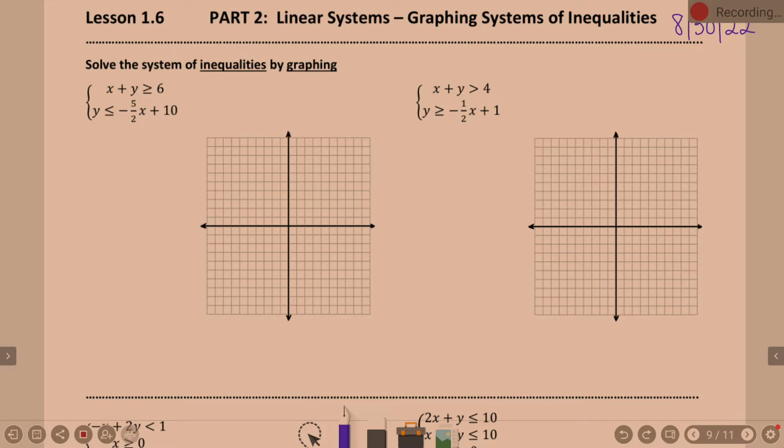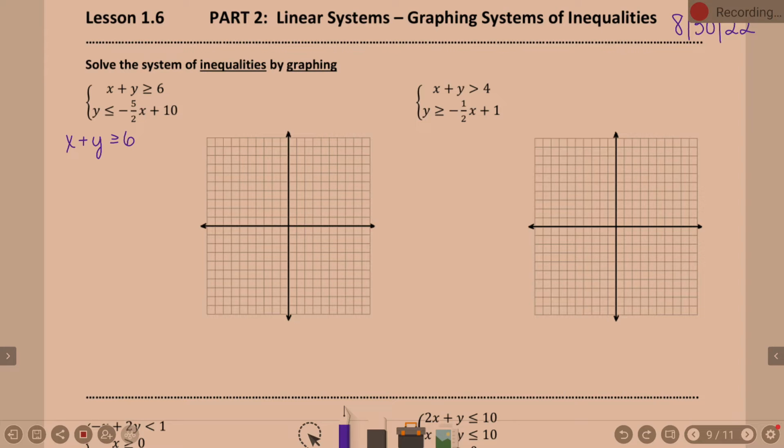Now, it's review in that we know how to graph these. We're still looking for y equals mx plus b form. It's just a matter of all the inequality pieces. So let's take our first one here: x plus y greater than or equal to 6. I'm going to do this one in purple. And I'm wearing the shirt that's going to make marks all over the screen today.